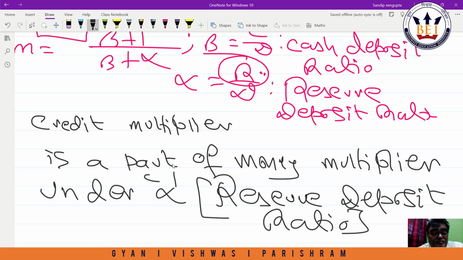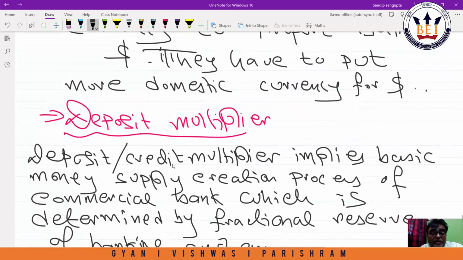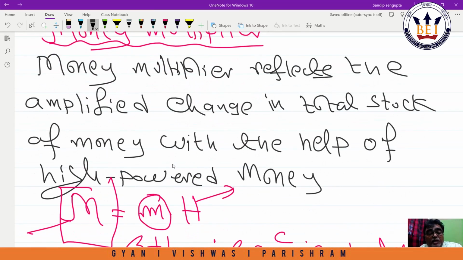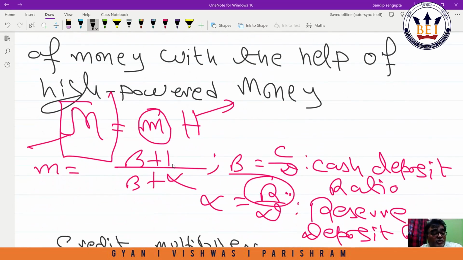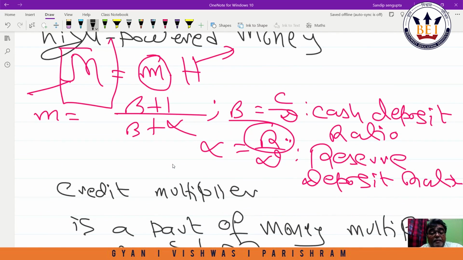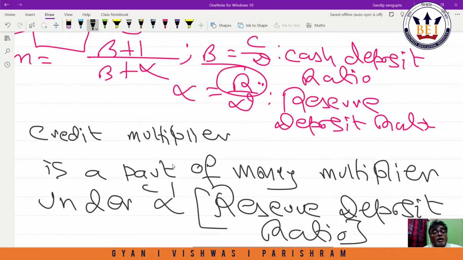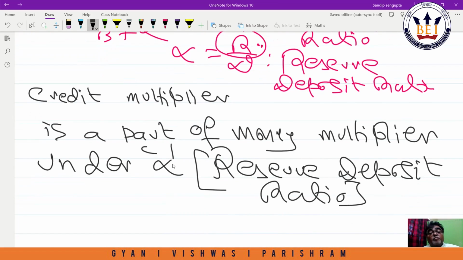Why I said this? So that you can interrelate that. Some people get confused with the credit multiplier, deposit multiplier and money multiplier. My students should not do this way. Once more. Credit multiplier, deposit multiplier is just creation of money supply with the help of commercial banks, denoted by 1 by CRR. Whereas money multiplier gives a wider sense. Capital M is equal to small m into H. So m is equal to (beta plus 1) by (beta plus alpha). Beta means C by D. Alpha means R by D. Credit multiplier is a part of money multiplier under alpha, reserve deposit ratio.